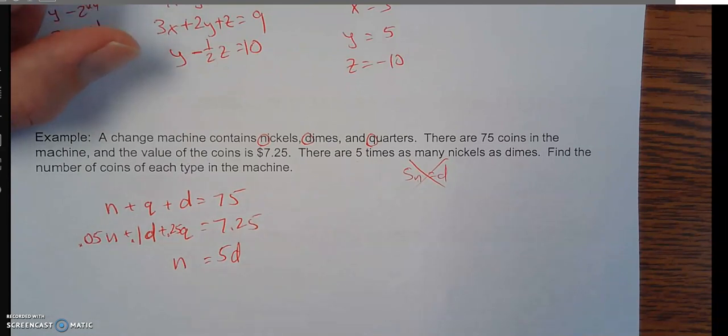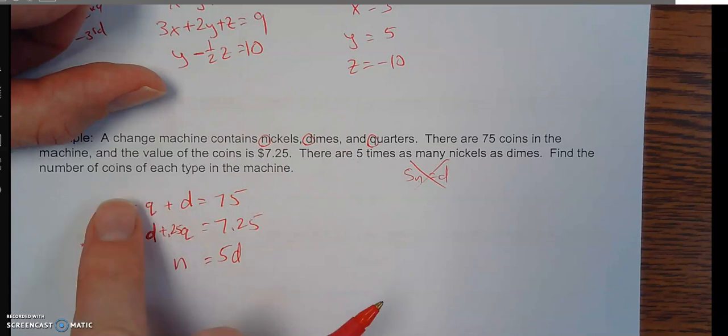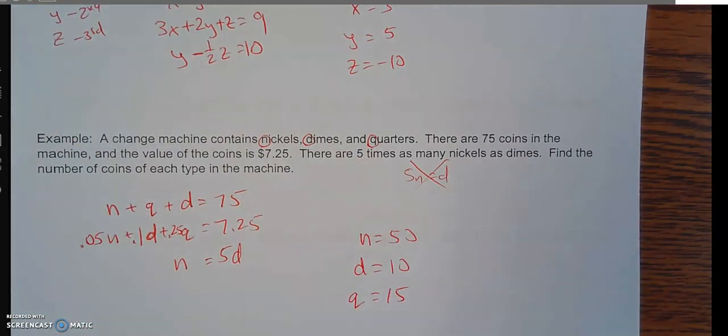Okay, now if you do that work, then again, this would be a good one for substitution because you have n by itself. Plug them in, and you do all your solving, and you'd get 50 nickels, 10 dimes, and 15 quarters.